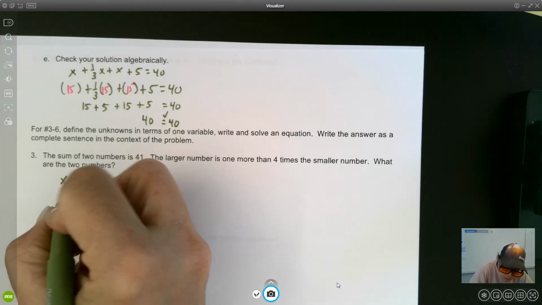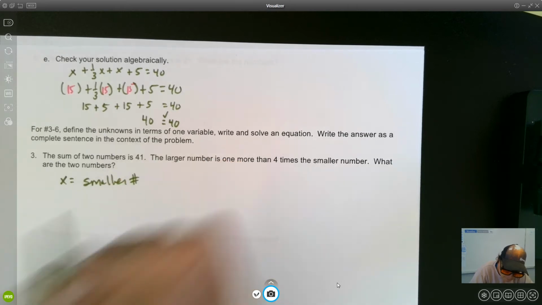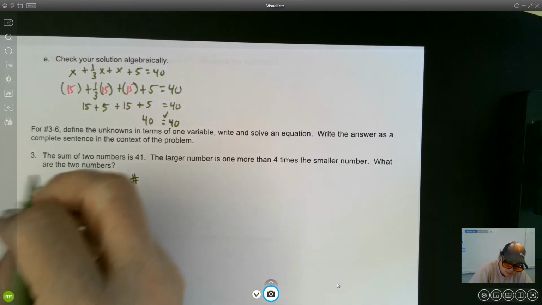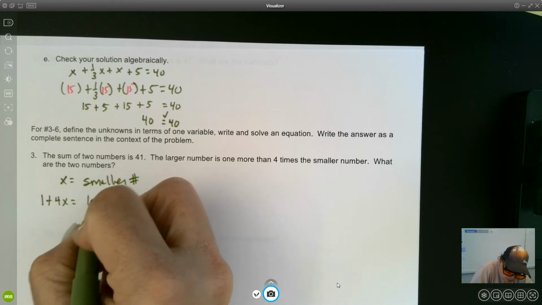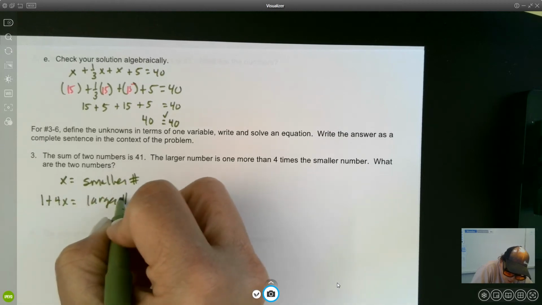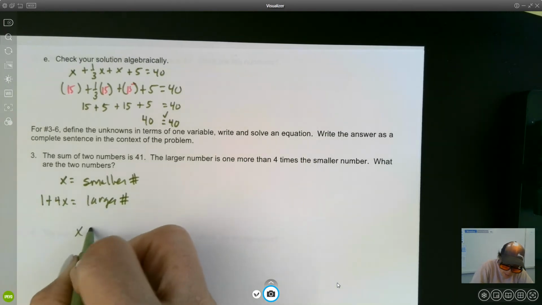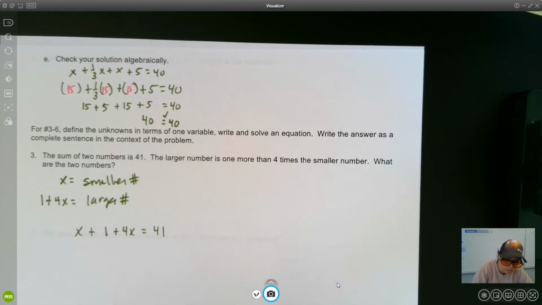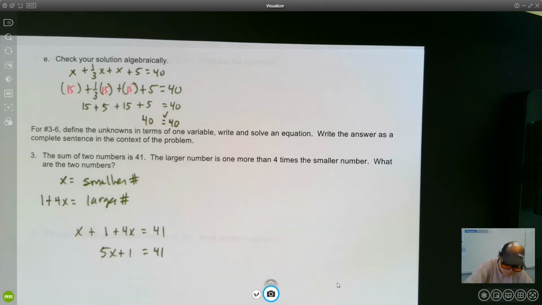Okay, so we're going to let x be the smaller number. 1 more than 4 times that, that's the larger number. Okay, it says the sum of those, x plus 1 plus 4x, is 41. Now we're just going to solve this. 5x plus 1 equals 41.